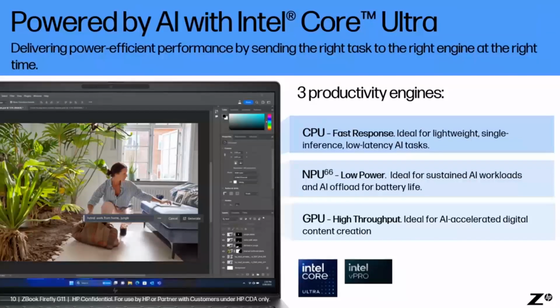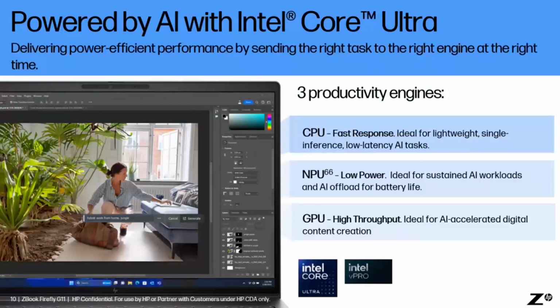Now, what are the productivity engines in the new Ultra processors? There are three productivity engines. One is the CPU, another is the NPU, and the GPU. CPU is your normal central processing unit, which is the core, which has got say 4 core, 6 core, 8 core, depending on the processors. NPU is a new thing which has come in the processor. It's a neural processing unit.